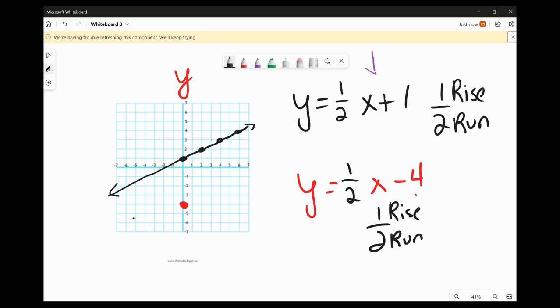And I'm going to rise 1, run 2, rise 1, run 2. And I'm going to follow that pattern across. I can follow it back. And you'll notice when I graph the line that they're parallel lines. And when you have parallel lines, they will never intersect. And if they never intersect, there is no solution. And that's how you would solve a system of equations by using graphing.